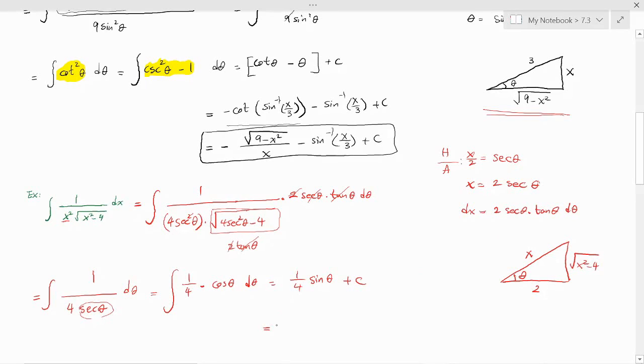Okay, so therefore I can answer, what is the sine theta? Sine of this angle would be opposite divided by hypotenuse. The square root of x squared minus 4 divided by x plus some constant.